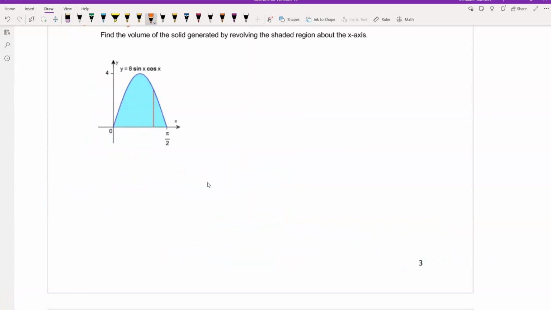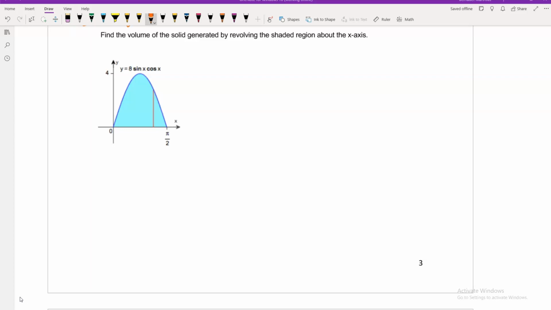Another example: find the volume of the solid generated by revolving the shaded region above the x-axis. What we have here is y equal to 8 sine x times cosine x. The solid generated by revolving a planar region above an axis is called a solid of revolution. We need to find the volume of this solid. First, note that the cross-sectional area is the area of a disk of radius r(x), and here our radius is 8 sine x cosine x.